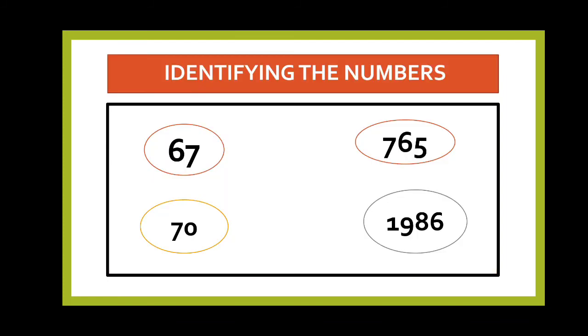Now let us identify whether the numbers are odd or even. If you check the numbers, the first one is 67, and if you check the units place of this number, it has 7. So 7 is in its units place. So 67 is an odd number because 7 is an odd number. The numbers which, as we already said, have 1, 3, 5, 7 or 9 in the units place are called odd numbers. So 67 is an odd number.